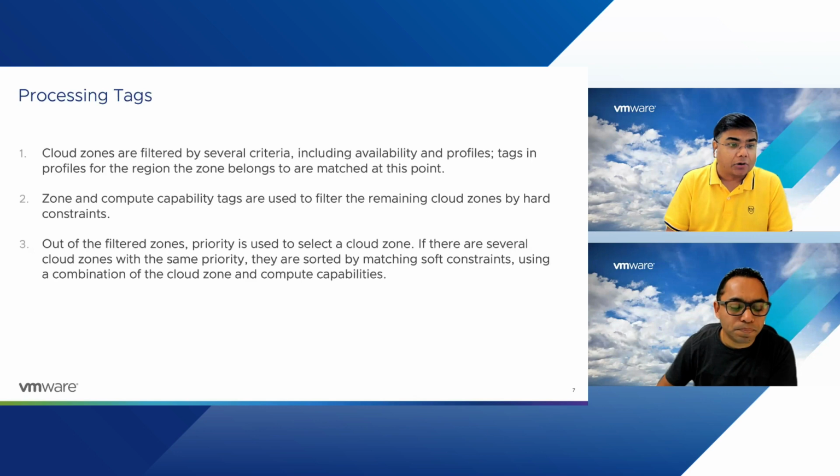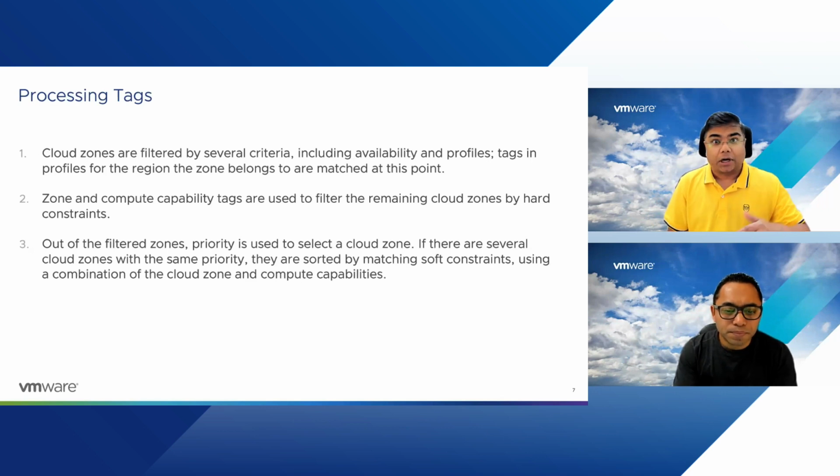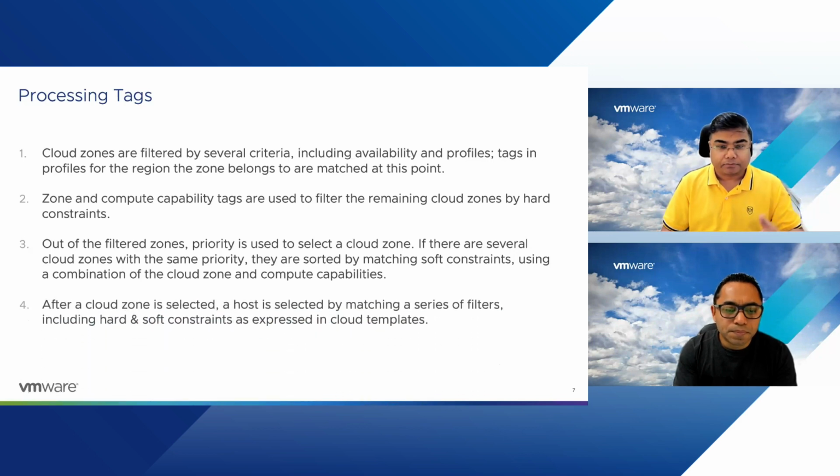If there are several cloud zones with the same priority, they are sorted by matching soft constraints. So there the soft constraints are used. After the hard constraints are used to filter out the cloud zones, and all of them have the same priority, then you would use the soft constraints. Using a combination of the cloud zone and the compute capabilities, it would further filter out. Then when you select a cloud zone, a host is selected by matching a series of filters, including hard and soft constraints as defined in the cloud template. So that's how the entire processing of the tags happens within cloud automation.